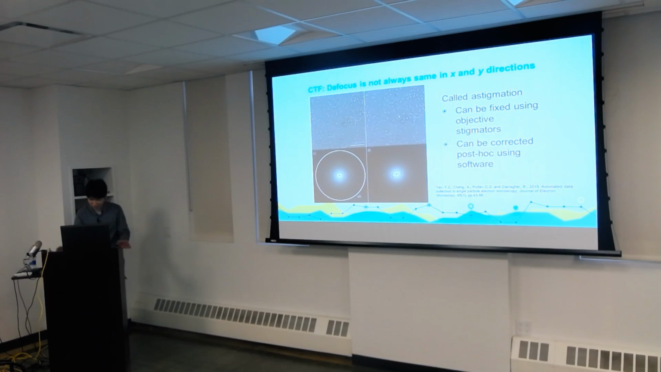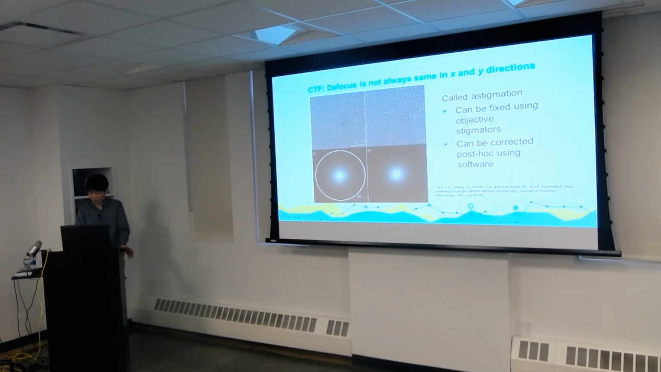This effect is called astigmatism, and the worse the astigmatism, the more disrupted your image is. This can be fixed using the objective stigmators. If you remember, you have your objective lens and below that the stigmators. If you adjust them, you can fix the difference in electromagnetic current in your lenses such that they are equal all around, so that you will reduce the effect of astigmatism. It can also be corrected post hoc using software if it's not so serious.